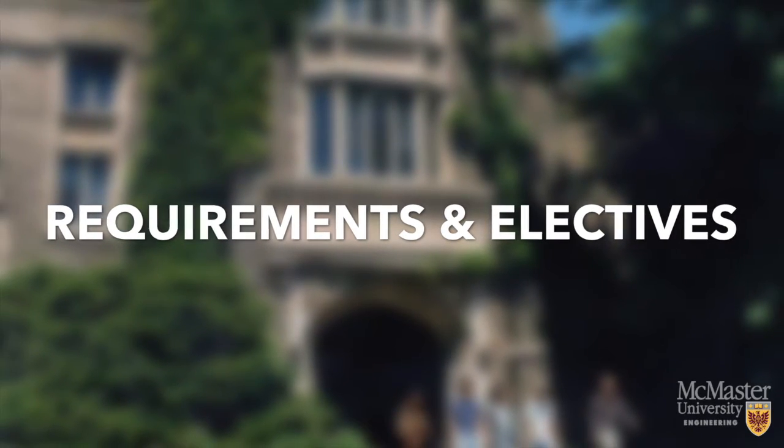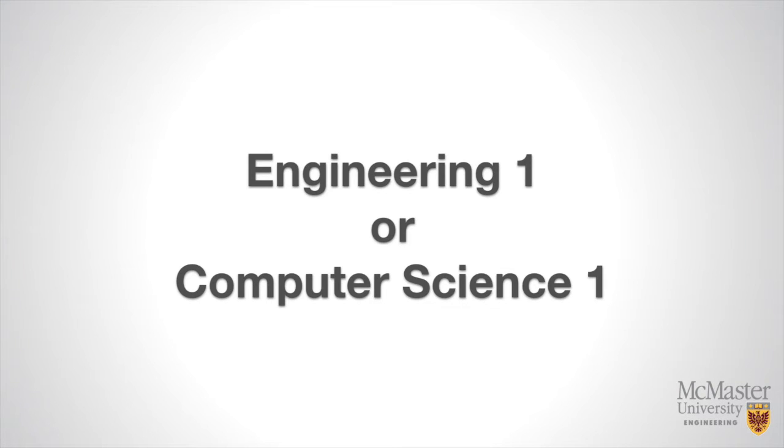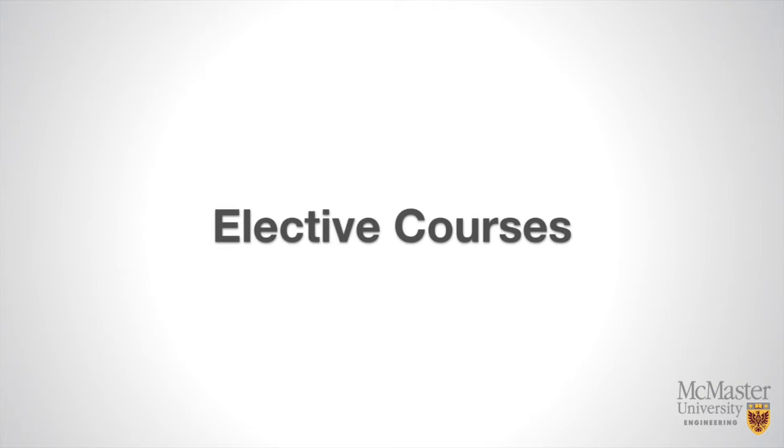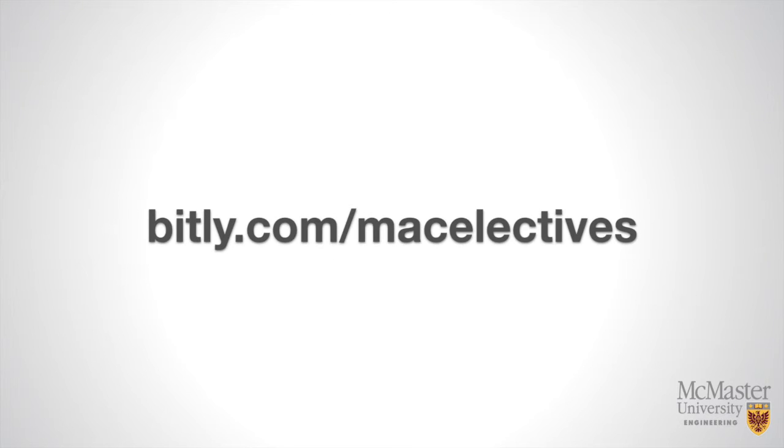Requirements and electives. If you're in Engineering 1 or Computer Science 1, then you have what are called elective courses. These courses aren't optional, you still have to take them in order to fulfill the unit requirements for your program, but it just means that you get to choose some of the classes that you're taking for the year.